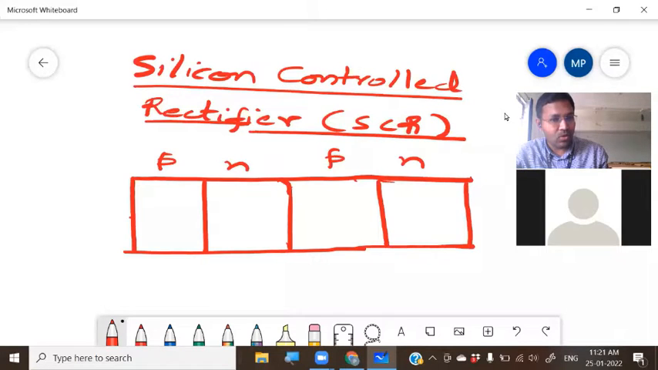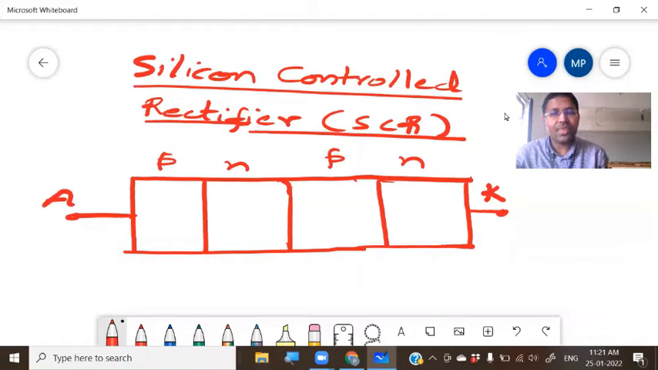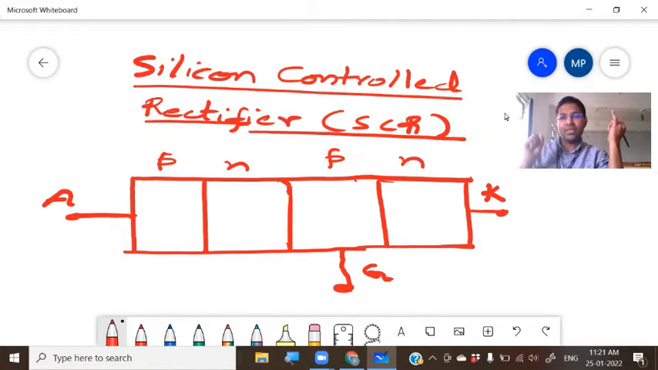And the outermost P type material, this region, this is the anode. The outermost N region, this one, this is the cathode, represented by K. And then the P region, this one, this is the gate terminal. So we have three terminals: anode, cathode, and then the gate.